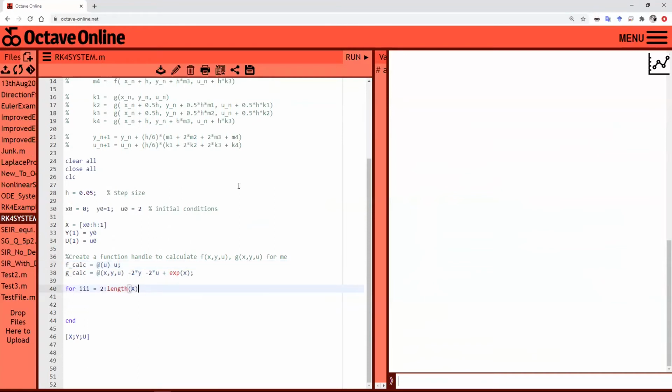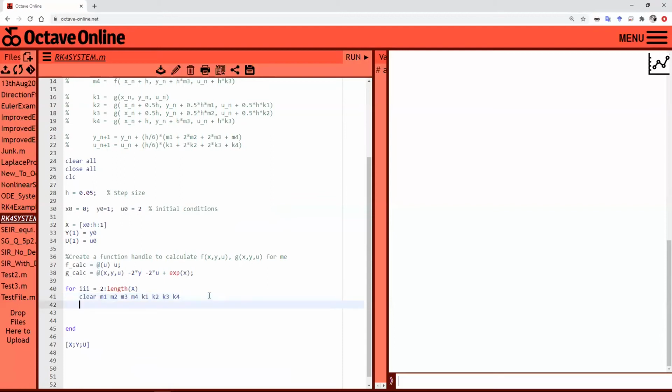Now I've got this loop here, which I'm going to loop through to solve each step of the RK4 method. Every time I run through this loop, I want to clear the variables m1, m2, m3, and m4. I also want to clear the variables k1, k2, k3, k4, just so that I don't accidentally carry over something from the previous step. I want to make sure it's all clear.